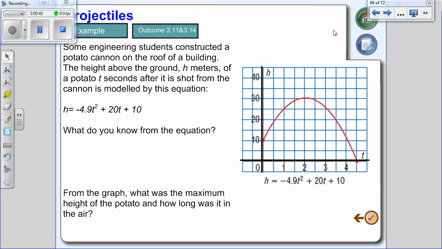Someone's got a potato gun and they shoot it. Sounds kind of cool. I actually do that a lot of the time. We can. But if you go to university and become an engineer, you probably do it as a fun project.